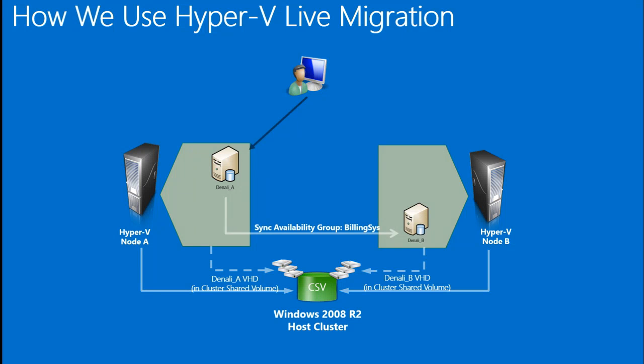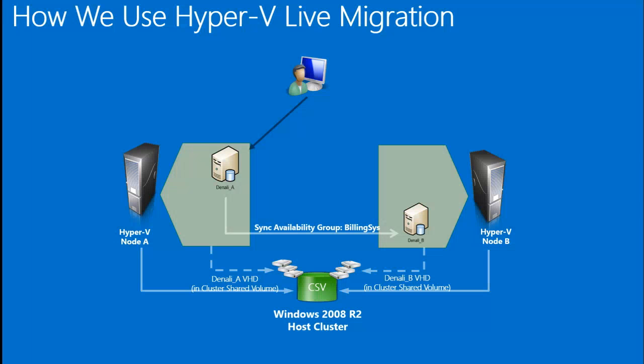But in this case, I really want to do maintenance on the first node on the left side. I want to take it down for maintenance, or apply a service pack or anything. Because I don't want to lose the availability of SQL, in this case the Denali A VM, I want to initiate a live migration. Live migration allows me to take the whole VM from the host on the left and move it to the right, without losing the connection between the SQL instance and the application.